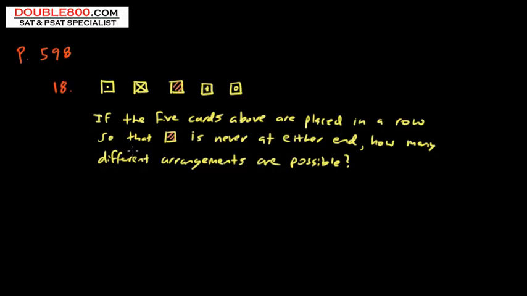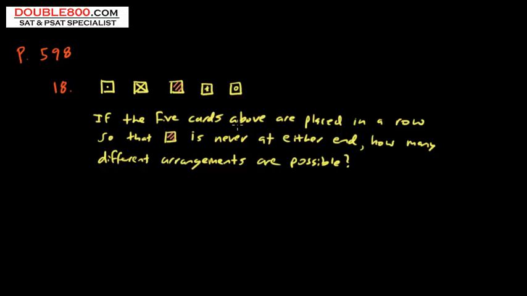In this lesson, we'll review a math problem from the grid-in section. We're on page 598, question 18, the final problem. We know this is a difficult question. We have these 5 cards, and I've attempted to depict them here. And here's the call of the question.